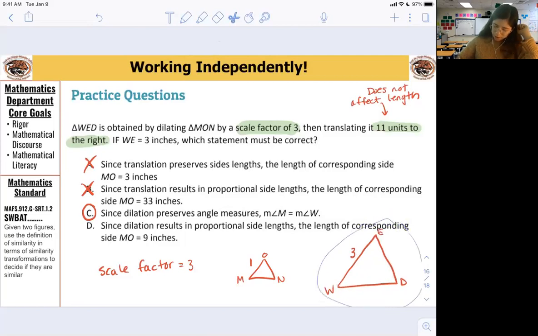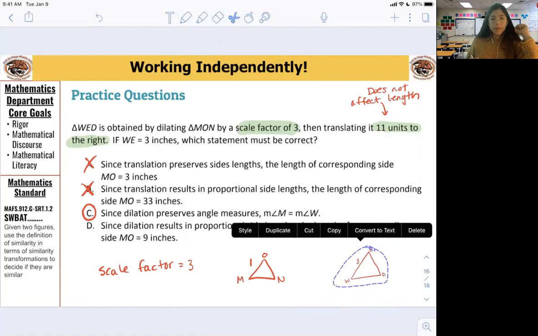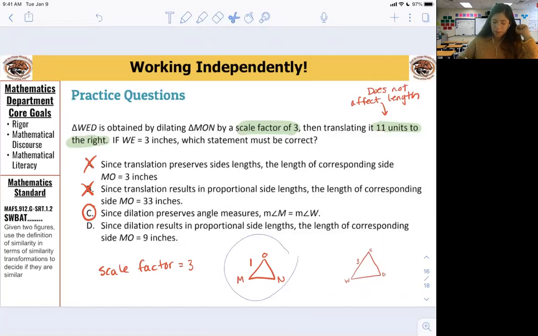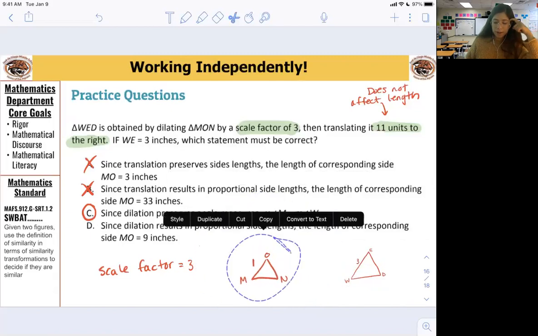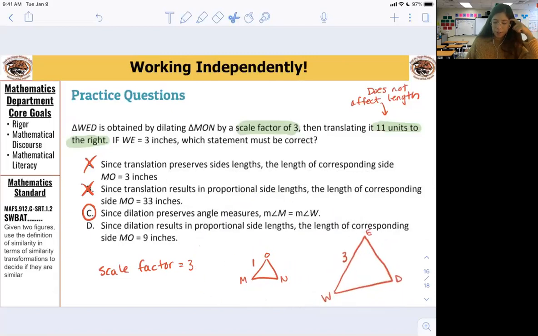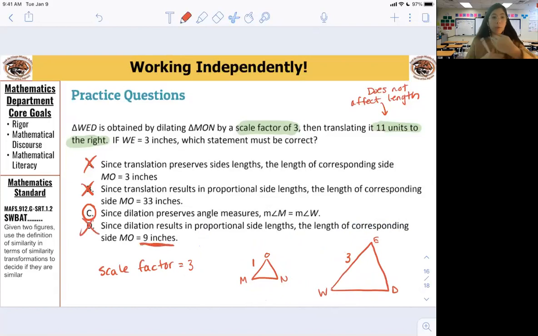Come on. It doesn't want to shrink. Okay, it's not letting me shrink it for some reason. There we go. D was saying the opposite. D was making it look like this was the reality, like MON was bigger. But if you read carefully from the beginning, you'll know MON is the pre-image, WED is the image. So that one's the one that's larger. And so therefore, this is definitely incorrect. MO is not 9 inches. It goes the other way. We divide by 3.